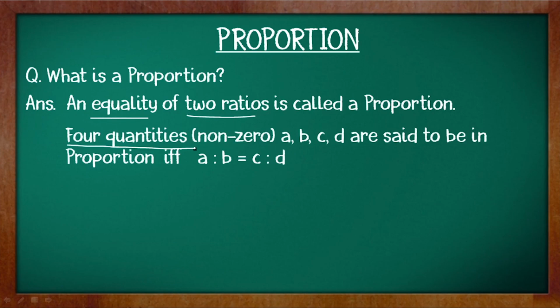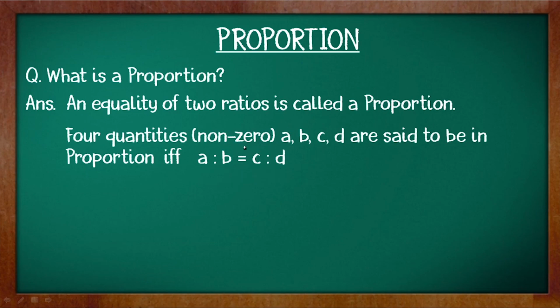If there are four non-zero quantities a, b, c and d, they are said to be in proportion if a is to b is equal to c is to d. Here are two ratios, a is to b and c is to d, related with an equality sign. At that point we say it is in proportion. The four quantities are a, b, c and d. Okay, a is to b, c is to d, and there will be an equality sign in between.